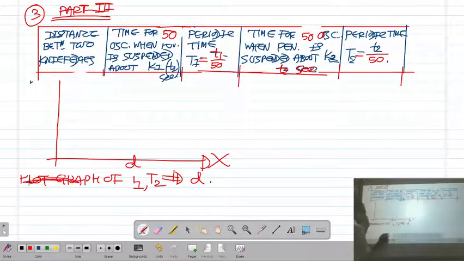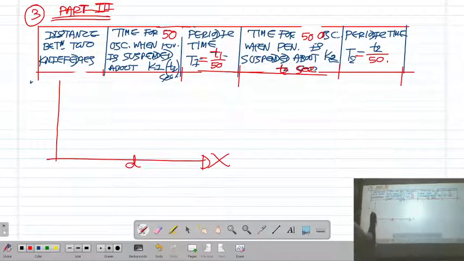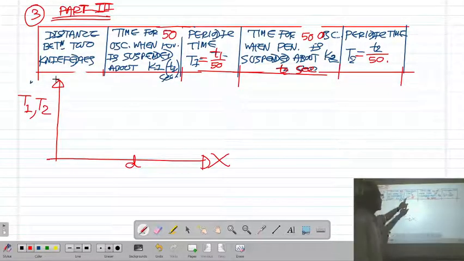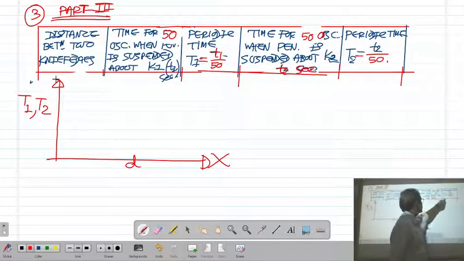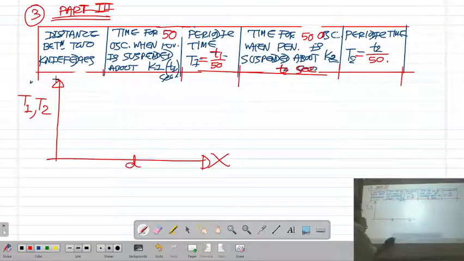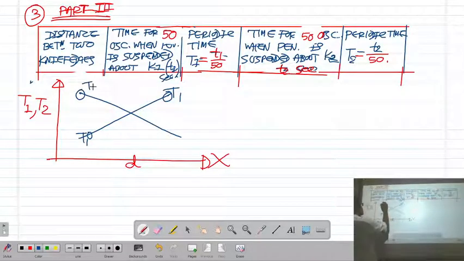And take periodic time T1 and T2 along the y-axis. Right? So you have 2 points of T1 and 2 points of T2. So this is your exercise. The nature of the graph will be like this. This is T1, and this is T2.